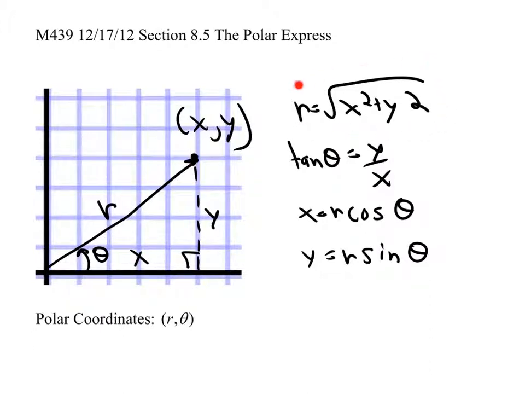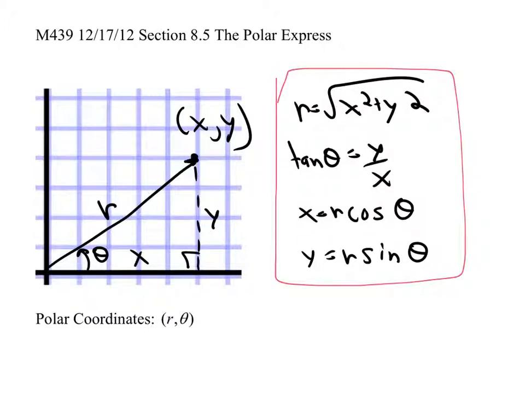R equals the square root of x squared plus y squared. This comes from the right triangle. And then using the three right triangle trig functions, we can get a couple other things. Tangent of theta is y over x. We've already talked about that. In the cosine of theta and sine of theta equations, we can solve for x and y. X equals r cosine theta, y equals r sine theta, and we're going to use these later, so it's very important that we know how to use these formulas.